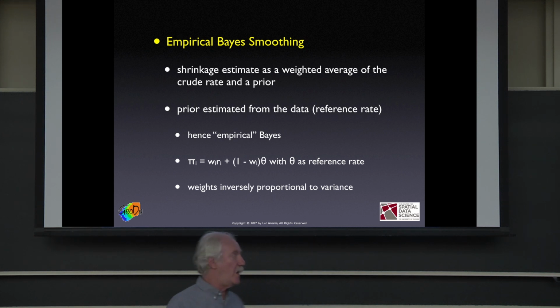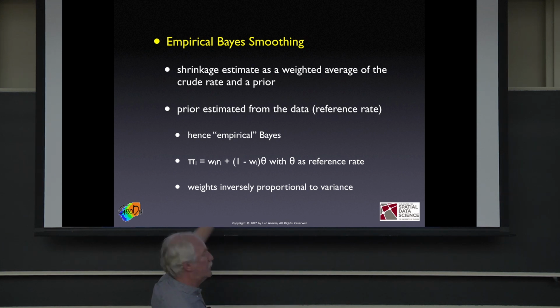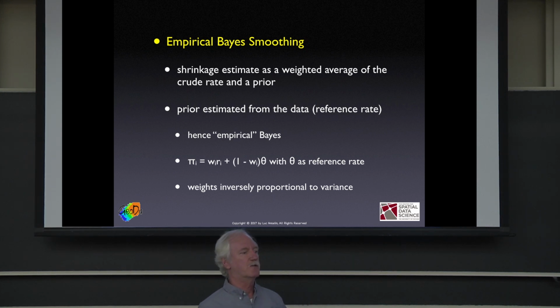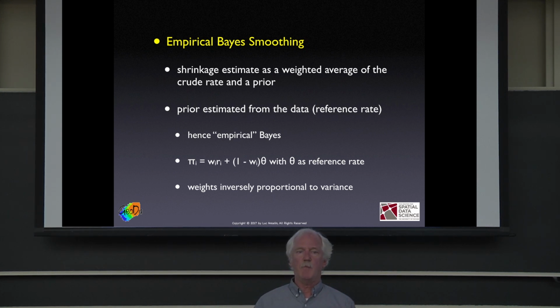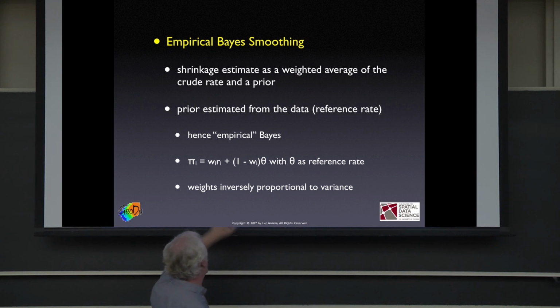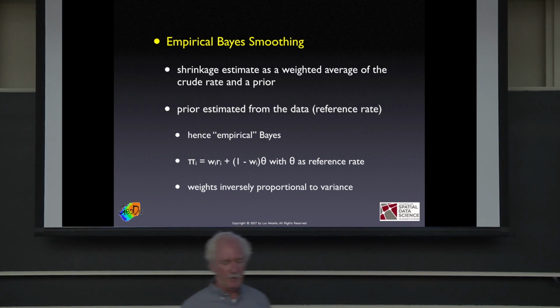I won't go there. The bottom line is that our new estimate is a weighted average of this prior, the theta, which is, in our case, the overall average rate, and the crude rate, which is our R sub i, and the weights are related to the population. So with small populations, basically all weight falls off the crude rate, and all moves to the reference rate.